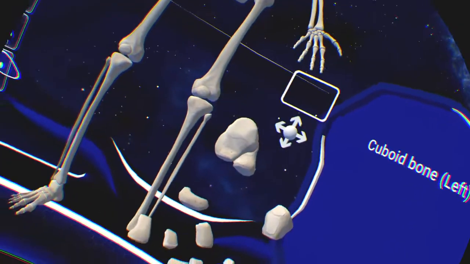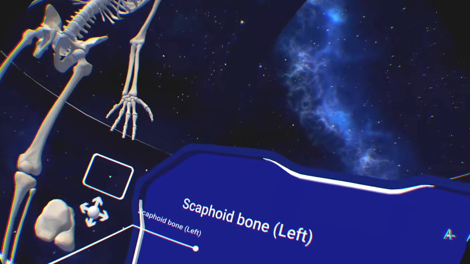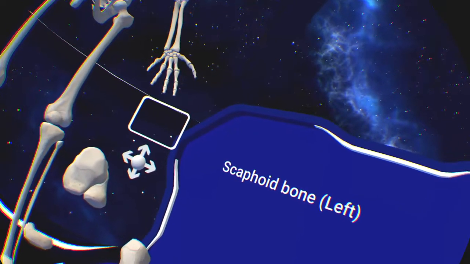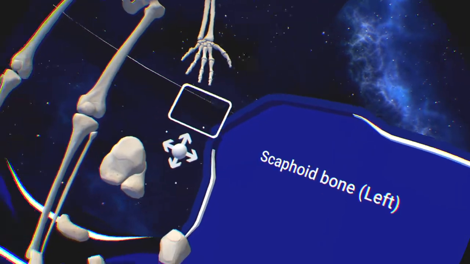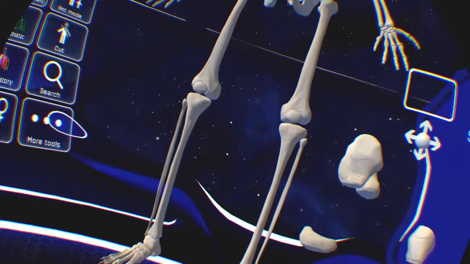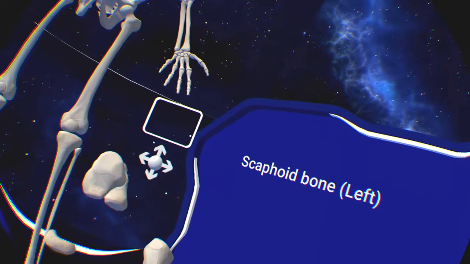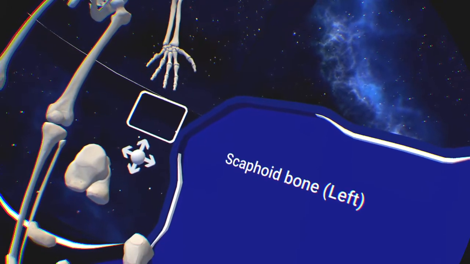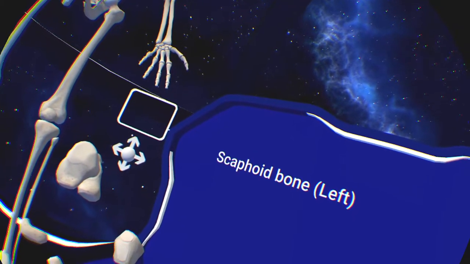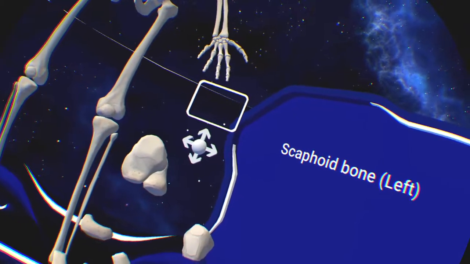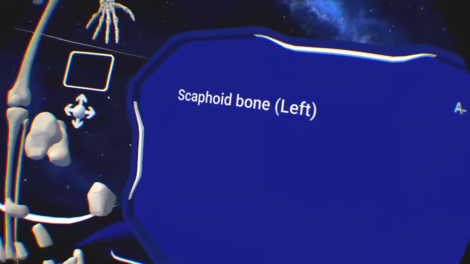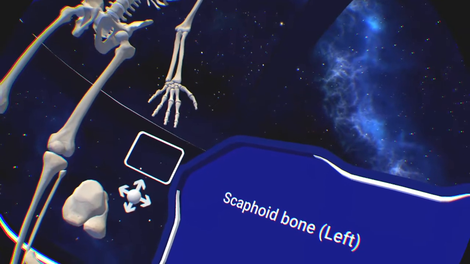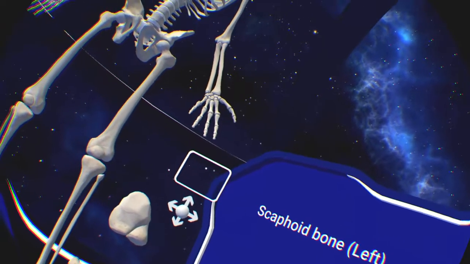Got it? Okay. You have the scaphoid bone, which is Monet's favorite bone. Basically. She'll deny it, but she knows it is. See? I told you she'll deny it. Scaphoid bone. You guys got that? Yeah. Okay.